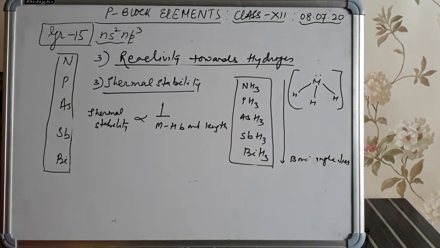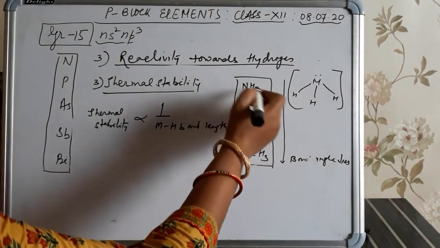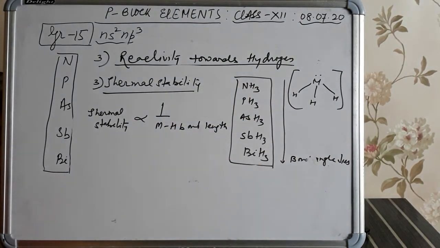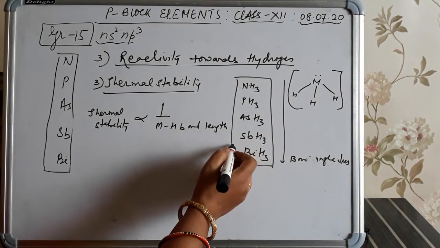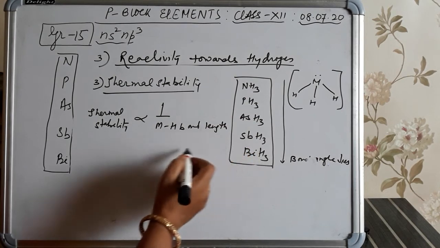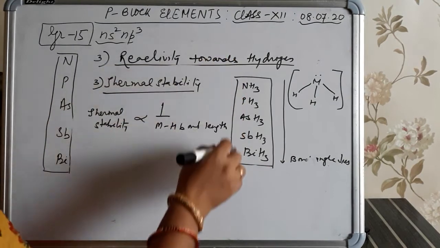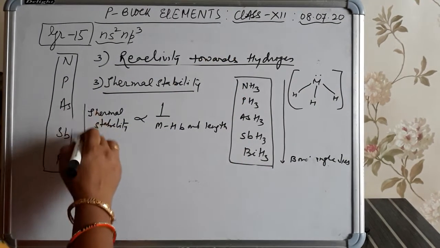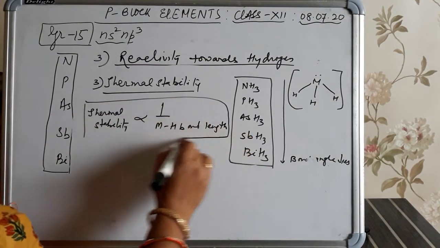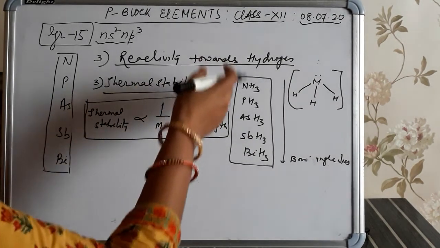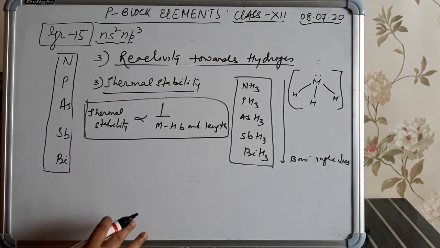The bond length increases from ammonia to bismuth hydride because of the increase in the size of the central atom. The bond dissociation enthalpy decreases and therefore stability decreases from ammonia to bismuth. Simply, it is very easy to explain the criteria of thermal stability when we move top to bottom.